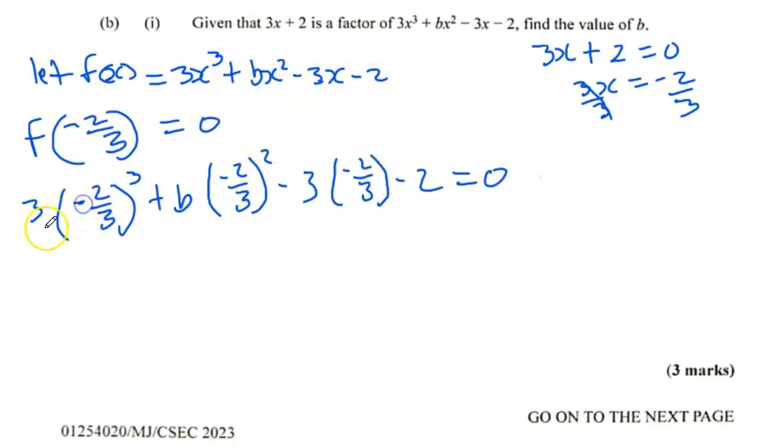Alright, let's calculate. So this is 3 times negative 2/3 raised to the power of 3. So negative 2 to the power of 3, that's minus 8. And 3 to the power of 3, that's actually 27.